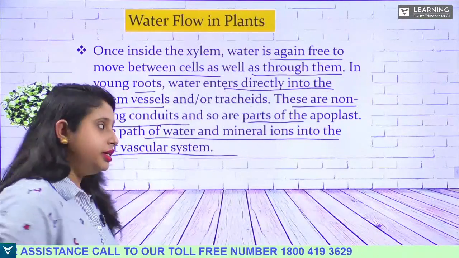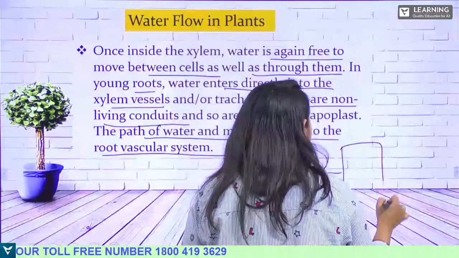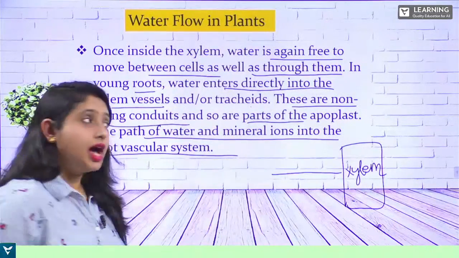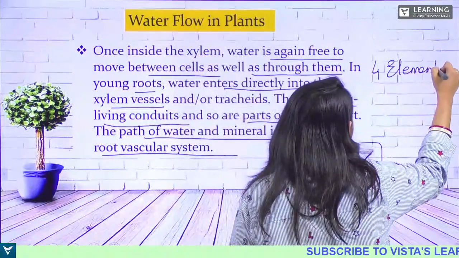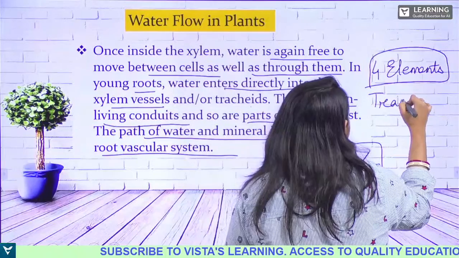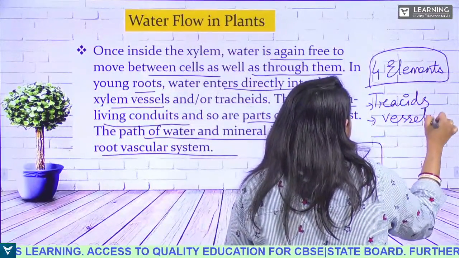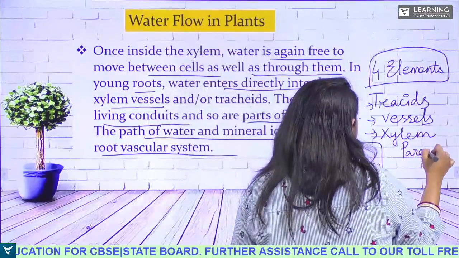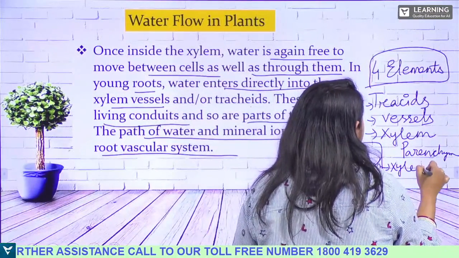So once the water molecules reach the xylem, as you know, the xylem has got 4 elements, right? The different elements of the xylem are tracheids, vessels, xylem parenchyma, and xylem fibres.